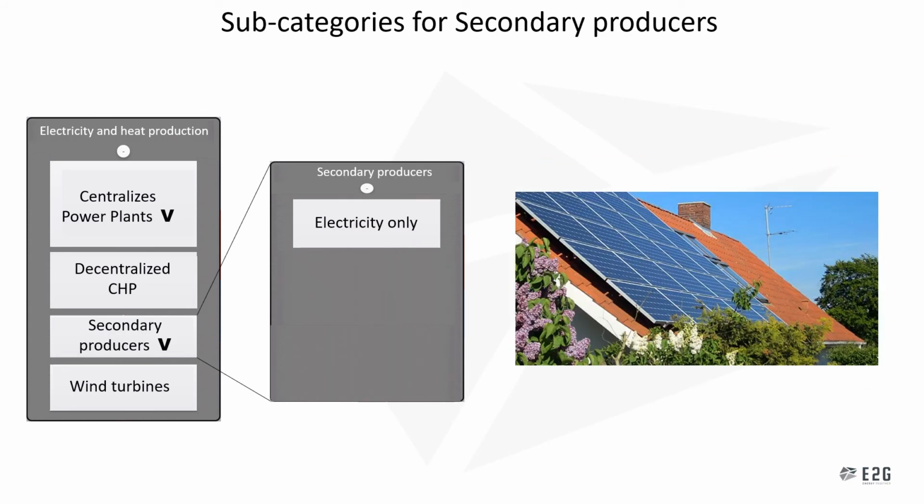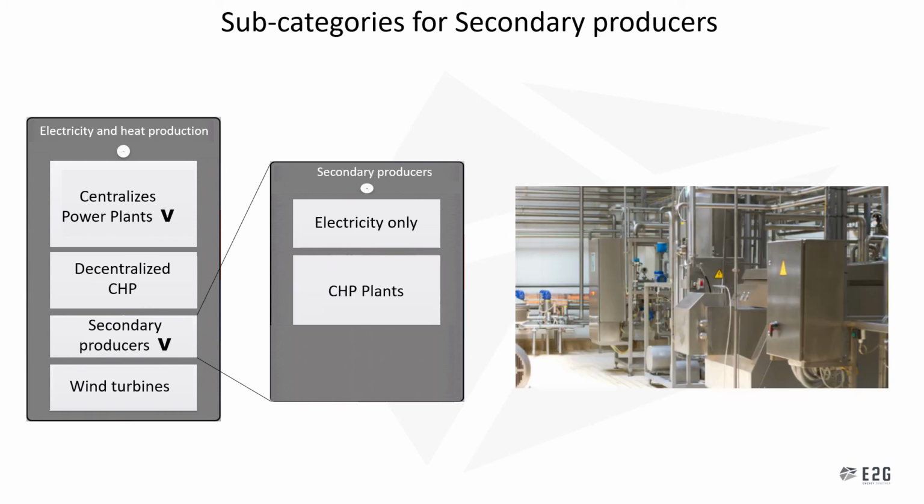There was also a level deeper within the secondary producers, and I will now explain into more depth what this is. Firstly, we have a category whose name is electricity only. This is primarily solar cells, and this is, for instance, a farmer who set up a solar park. His primary objective is not to produce electricity, since he is a farmer, and therefore he is categorized as a secondary producer. But it can also be a house which has solar cells connected to it.